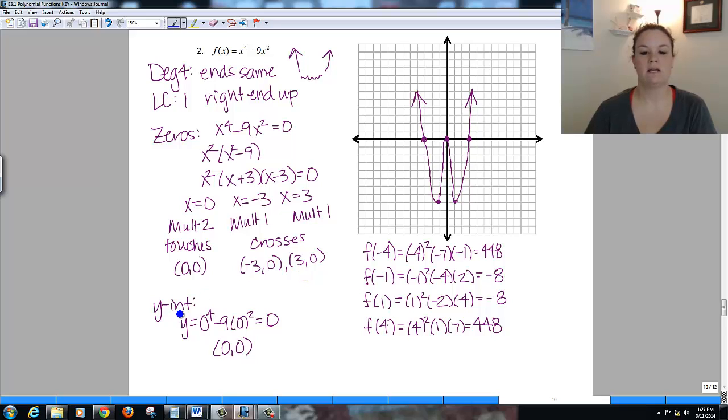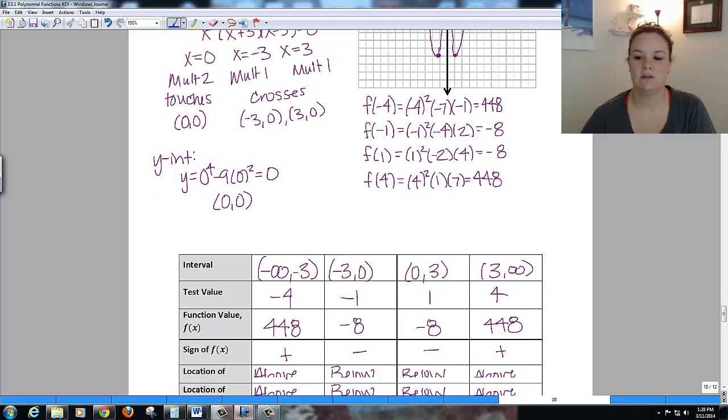Then to find my y-intercept, I plug 0 in for x, which gives me 0. So my y-intercept is the origin. Okay, so I want to go ahead and write out my intervals. So I have negative infinity up to my first 0, which is negative 3. From negative 3 to 0, and from 0 to 3, and then from 3 to infinity. So that's what I did down here.